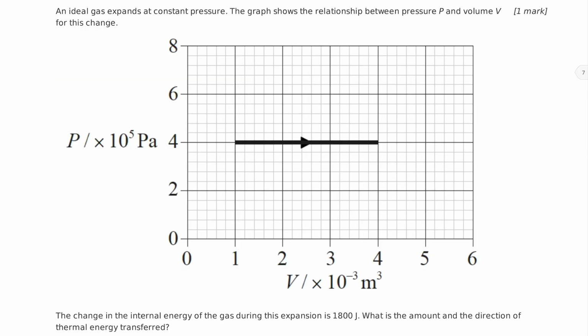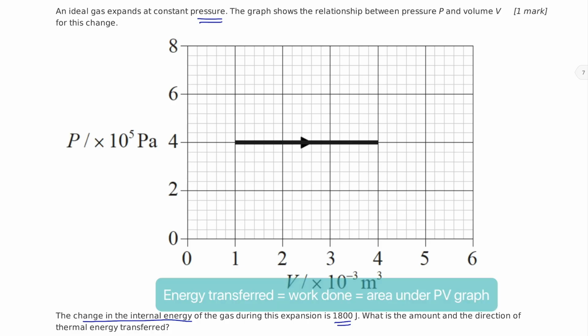C. An ideal gas expands at constant pressure. The graph shows the relationship between pressure and volume for this change. The change in internal energy of the gas during this expansion is 1,800 joules. What is the amount and direction of thermal energy transferred? The energy transferred is equal to the area under a PV graph. So thermal energy transferred is this area here, or the work done. Because remember that work done is equal to energy transferred.